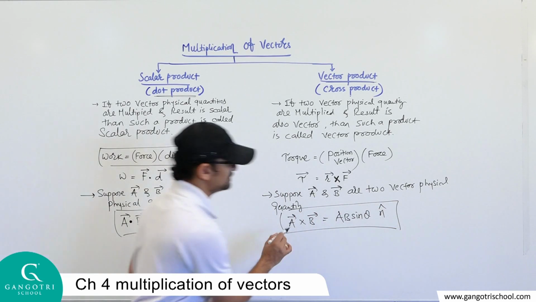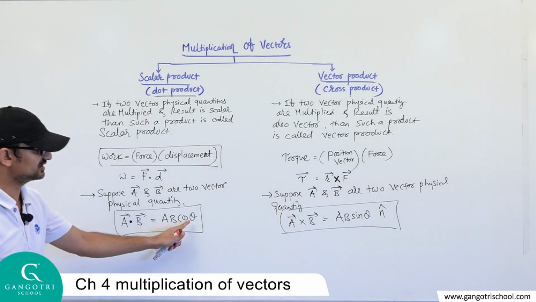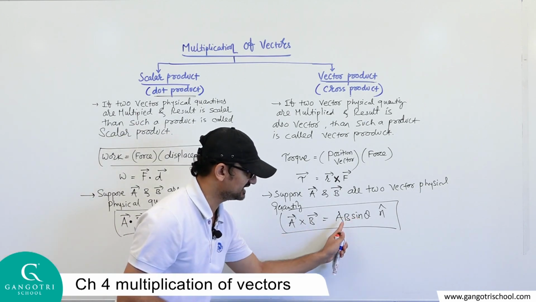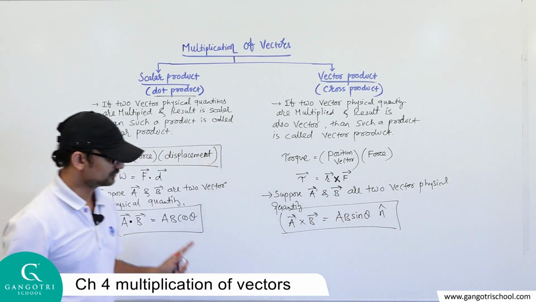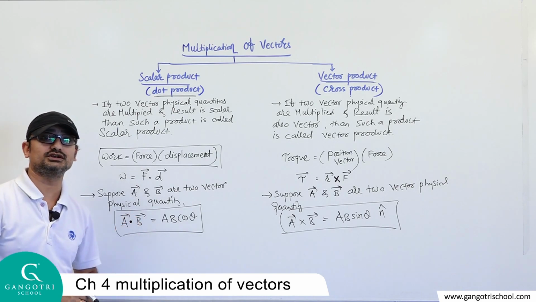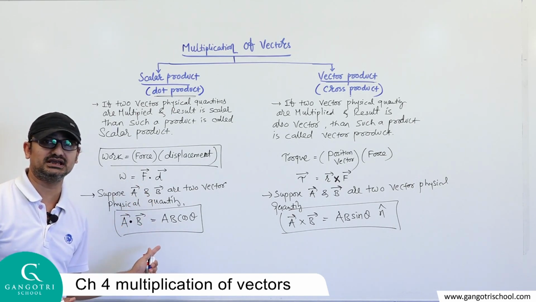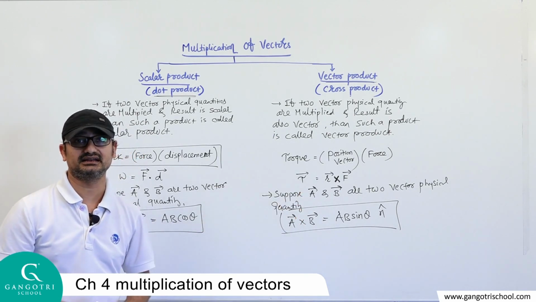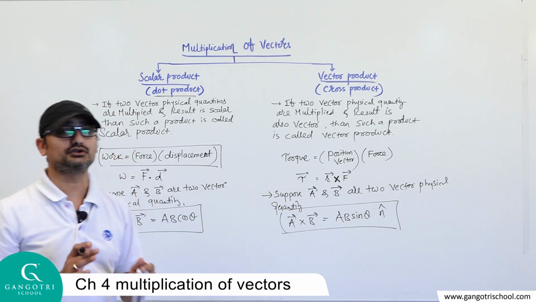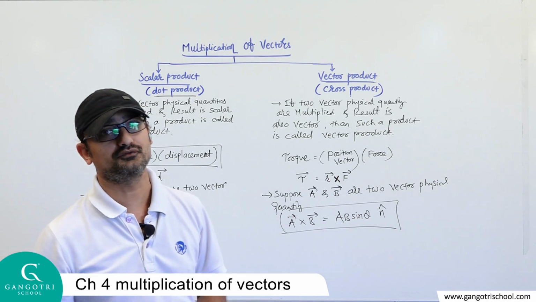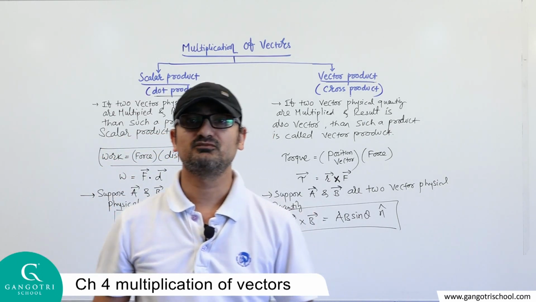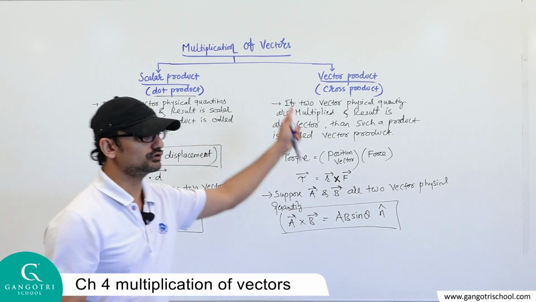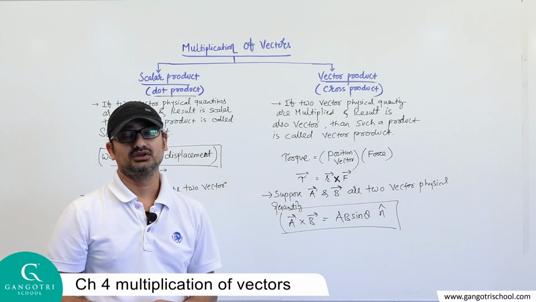In both equations, theta is the angle between A and B. Here also theta is the angle between A and B. So remember, these are the two most important equations for this topic: A dot B equals AB cos theta, and A cross B equals AB sin theta n caret. So this is the primary introduction about the multiplication of vectors. Now let's move forward. Now I'll explain the dot product and cross product in a detailed way.